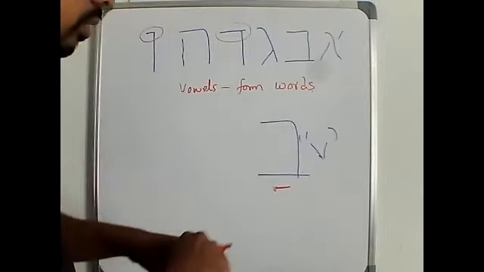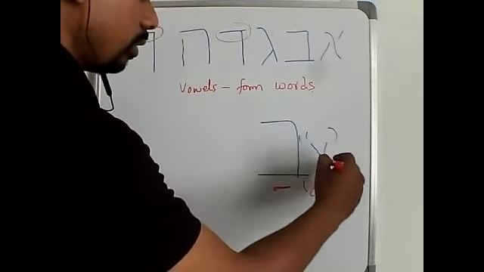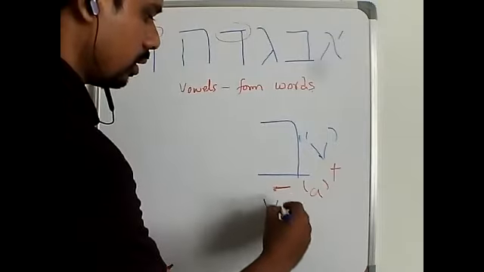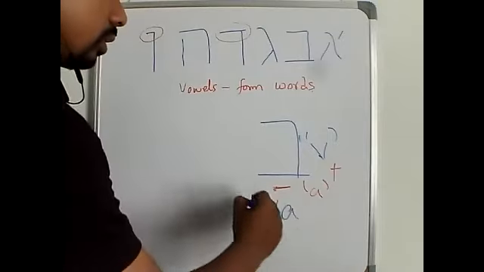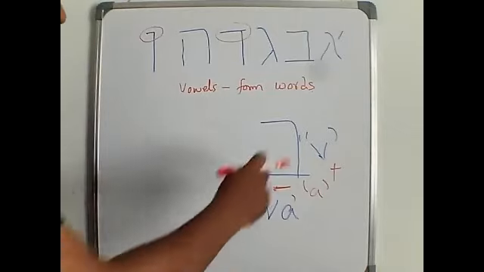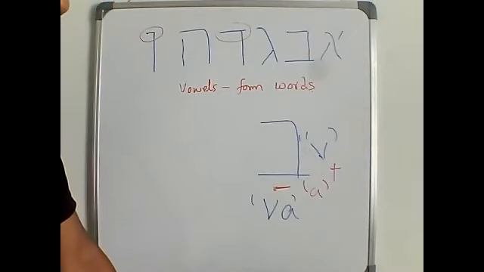And now the sound of this is what? A. So now add this together. What is the sound? Va. This is the sound of this letter. Va. Any doubt here right now? If anybody has a doubt, please ask me.